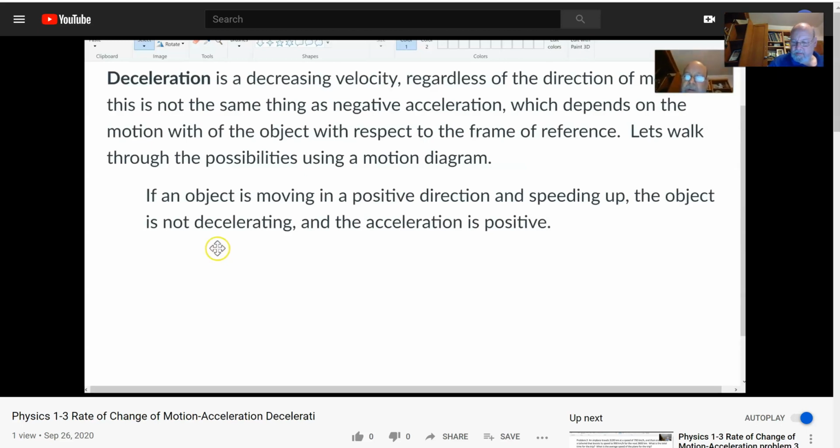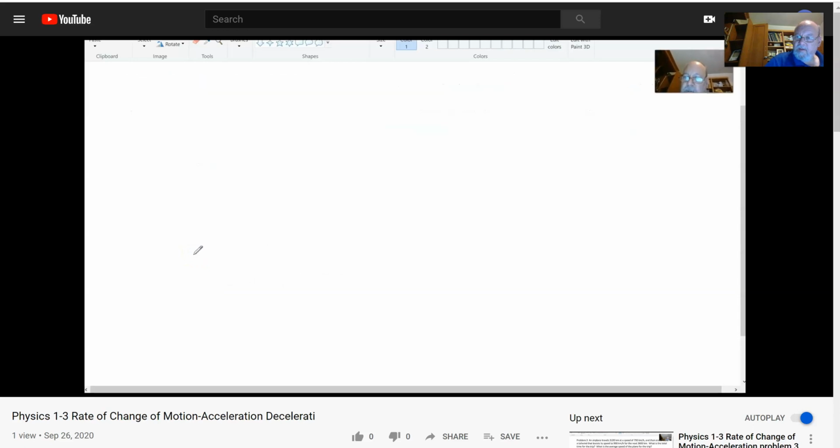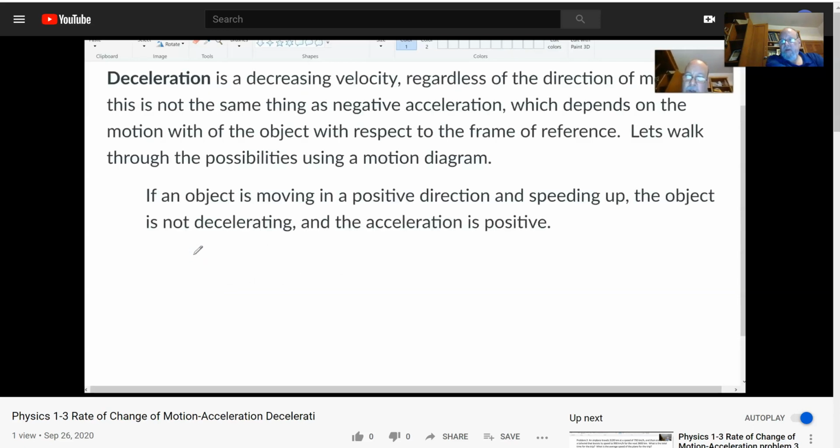And it doesn't matter what the direction of motion is. If I'm slowing down in the positive direction, I'm decelerating. If I'm slowing down in the negative direction, I'm decelerating. Okay? So it doesn't really matter. If I'm slowing down I'm decelerating, okay? So I need you to understand that. And again, that's as opposed to acceleration, which could either be an increase in velocity or a decrease in velocity, okay? Acceleration doesn't just mean increasing velocity, okay?